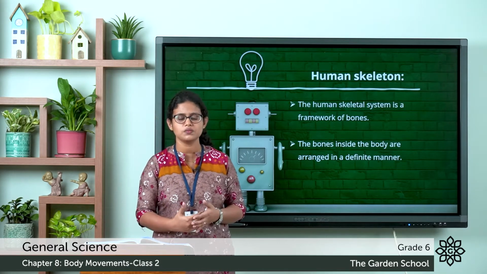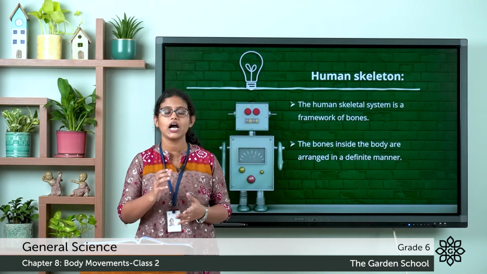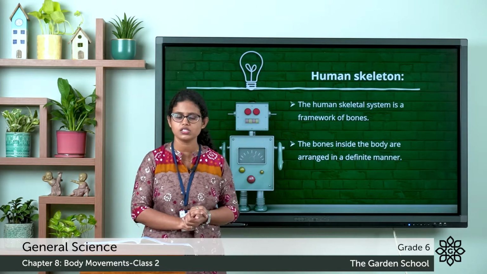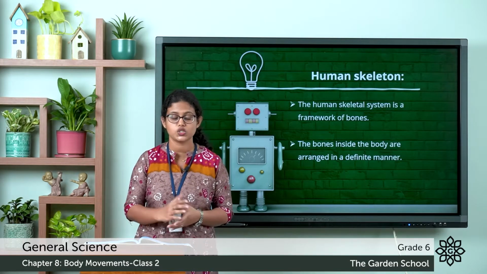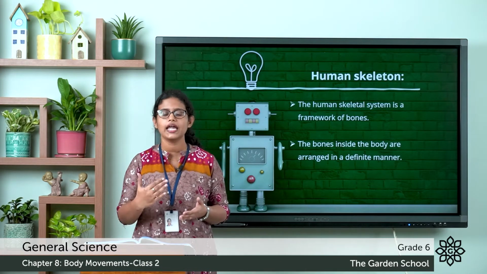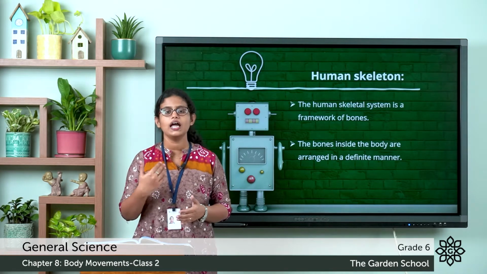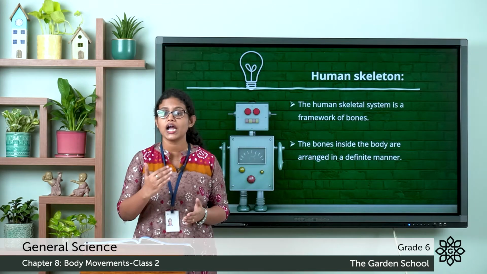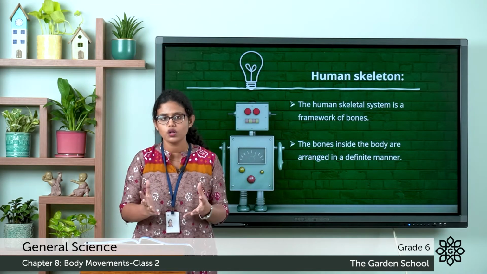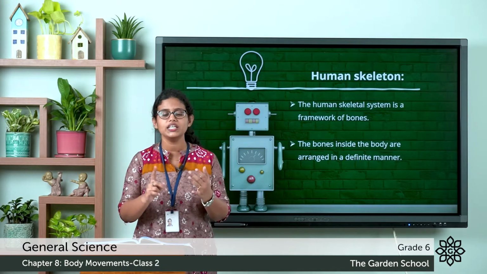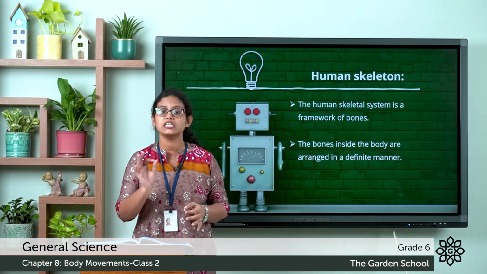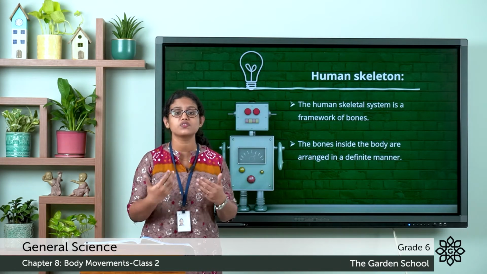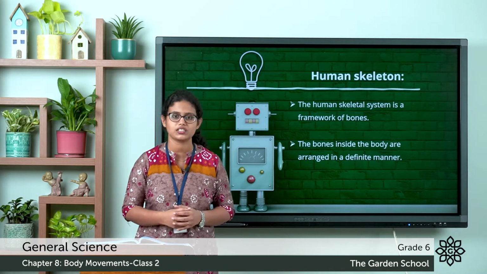So the human skeletal system is a framework of bones. The adult human system is made up of 206 bones. How many bones? 206 bones. The child is born with more than 300 bones. As the child grows up, what happens? These bones fuse together. So the adult human skeletal system is made up of 206 bones. So skeletal system is a framework of bones and cartilages.